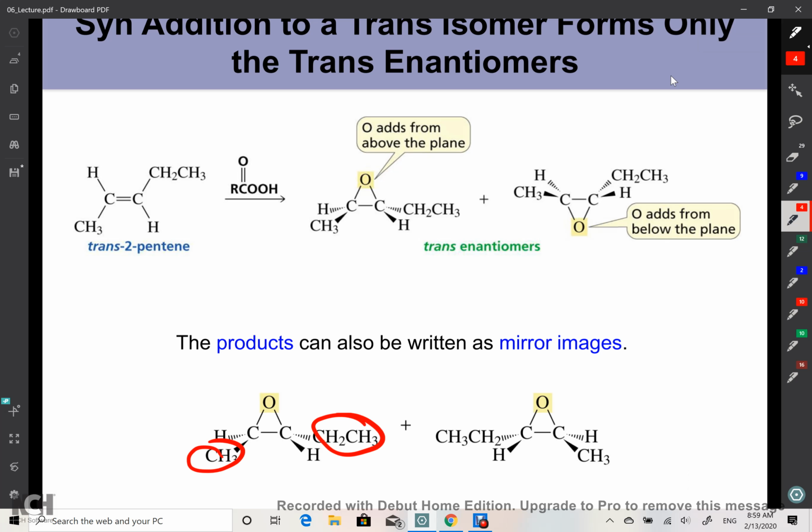Does that make sense? And how do I know that? Because I'll be looking at where your bulky groups are. Are the bulky groups on the same type of bond? If yes, then you probably started with a cis product. If no, then you probably started with a trans product.